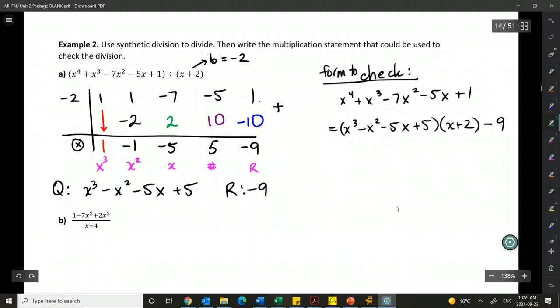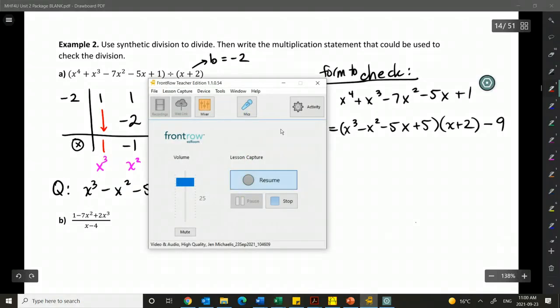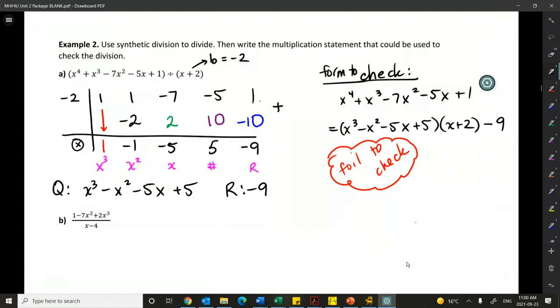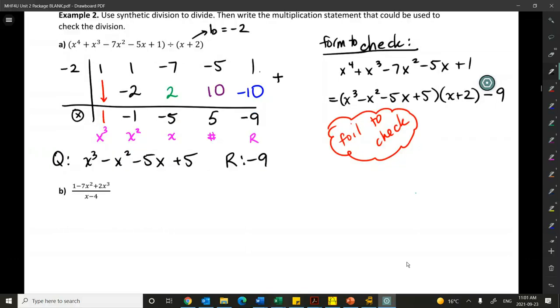Things stop working again here. Okay, so I will say FOIL to check. It's not really FOIL anymore if it's not two binomials, but you guys get the idea. Practice this on your homework if you're not confident in your distributive property skills. That way, once you go to check on your test, you can make sure that you understand how to do that.